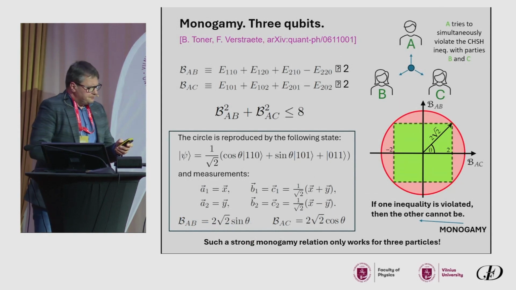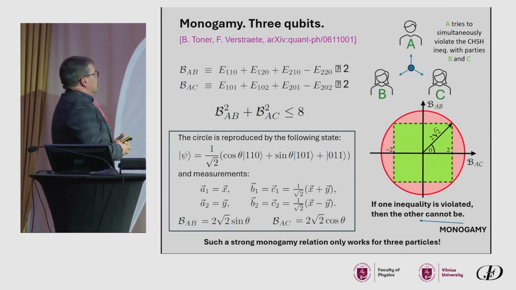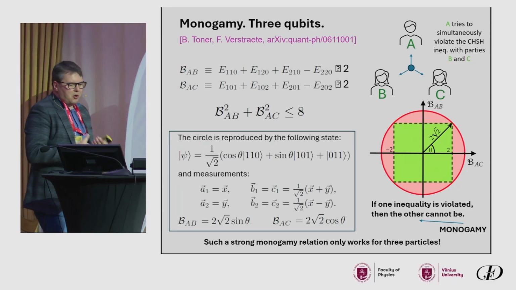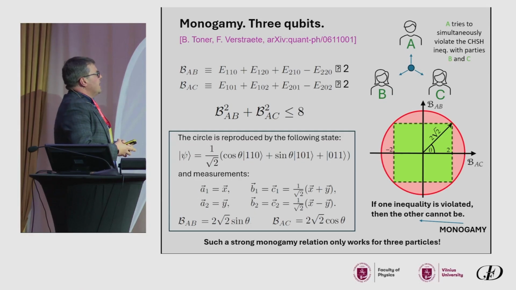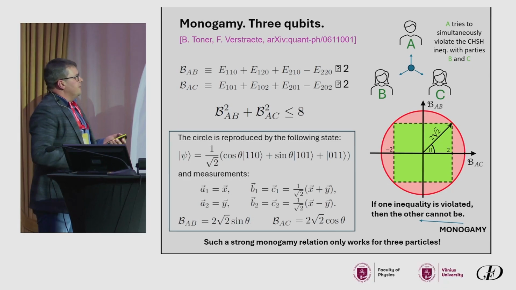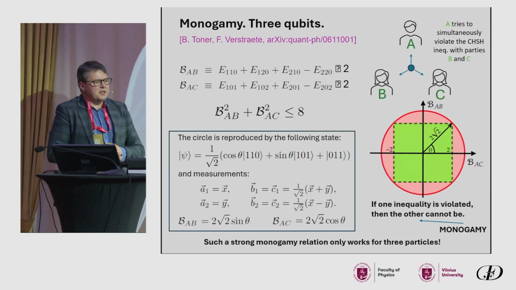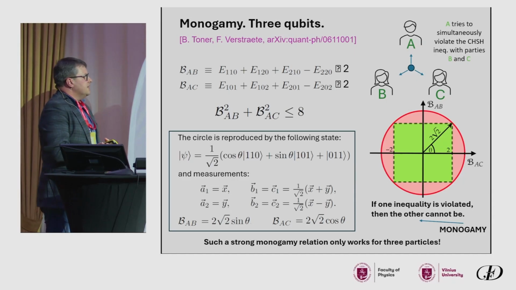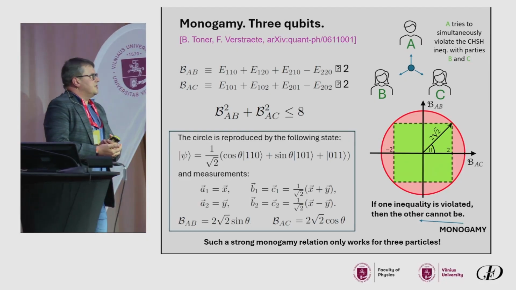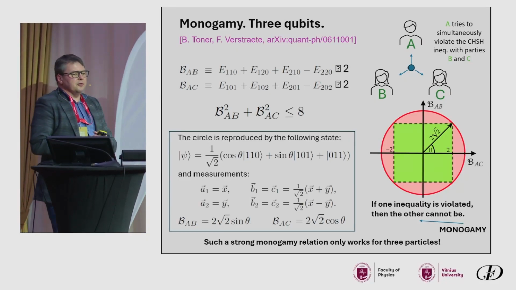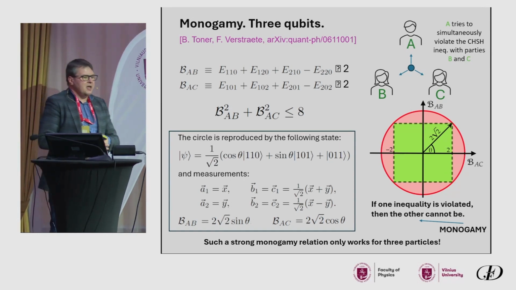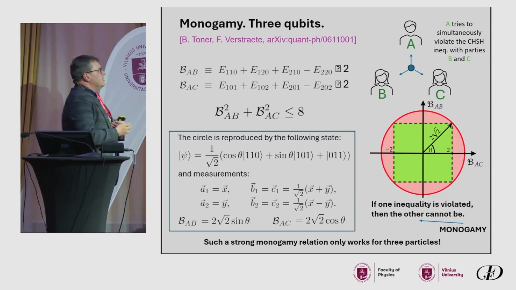Let me start by explaining the concept of monogamy and polygamy, how we define them. In the famous scheme by Toner and Verstraete, we have three observers sharing 3-qubit quantum states, and the observer A tries to violate the CHSH inequality together with the observer B and C simultaneously at the same time. And it turns out to be impossible.